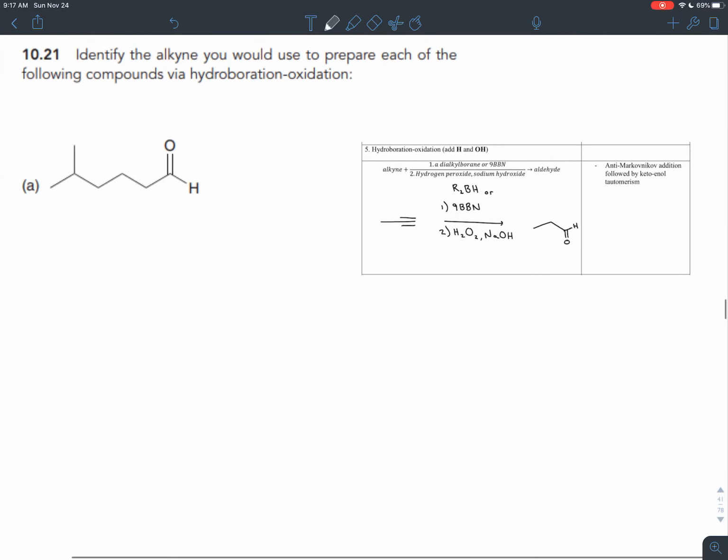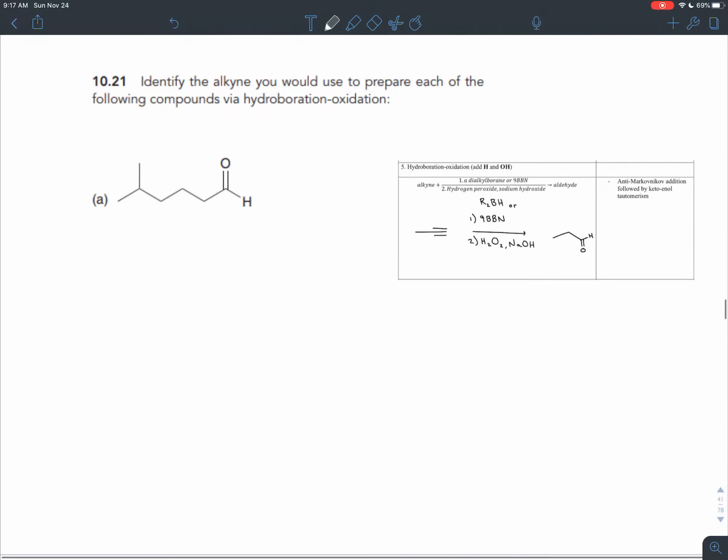And we did some practice going backwards in the previous video for acid-catalyzed hydration. What we're going to do in this exercise is think backwards for hydroboration-oxidation. And you'll see practicing going backwards like this will be really useful. It'll help you transition more easily into doing multi-step synthesis exercises.